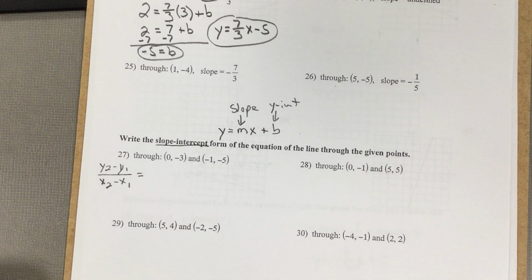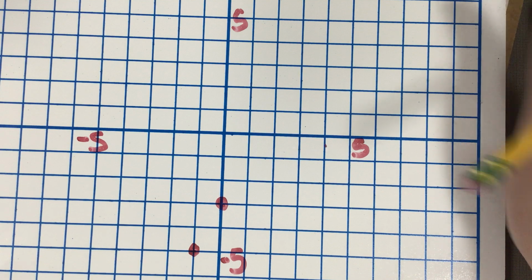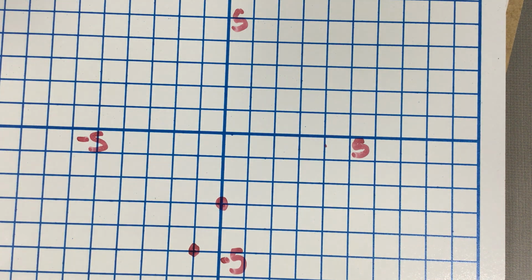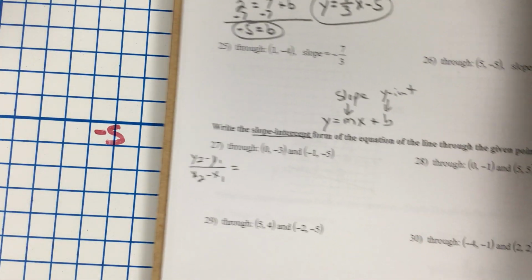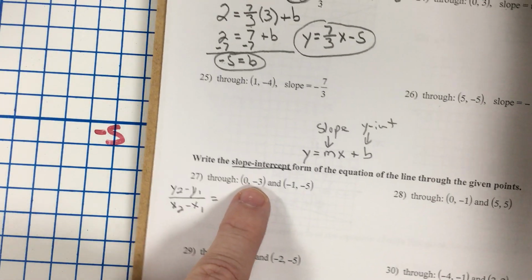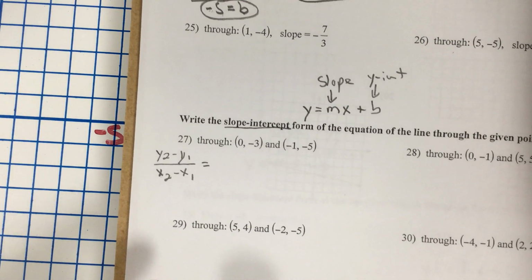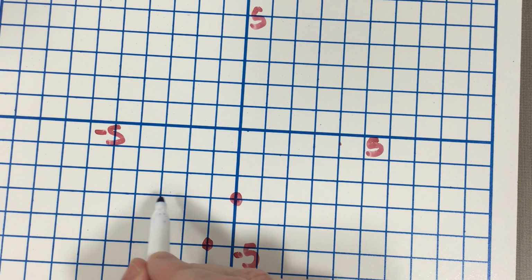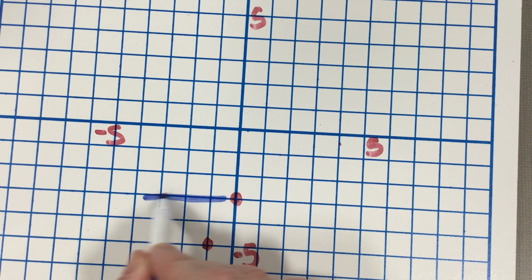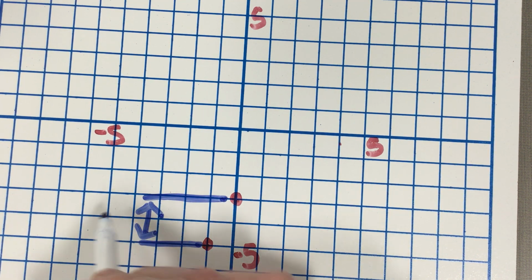We don't have a graph here, but if we were to create this graph and plot those two points, if we plot (0, -3), that's the point right there. If we plot (-1, -5), that's the point right there. If we wanted to find the slope between those, we would want to find the difference from here to here. That's your rise.